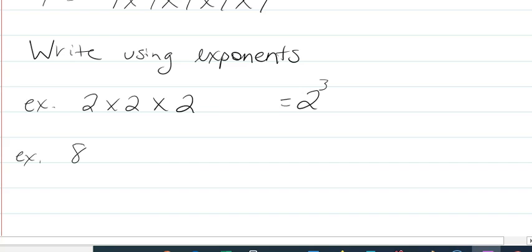Let's pretend we have 8 times 8 times 8 times 8. So to write that using exponents, that would simply be 8, and we have 4 of them, so we put a 4 up in the air as the exponent.